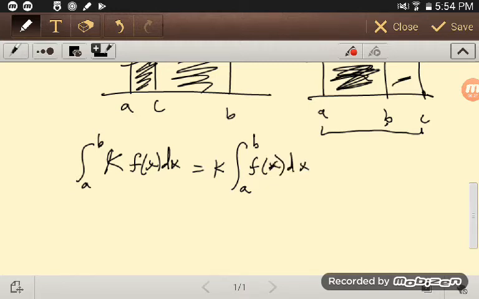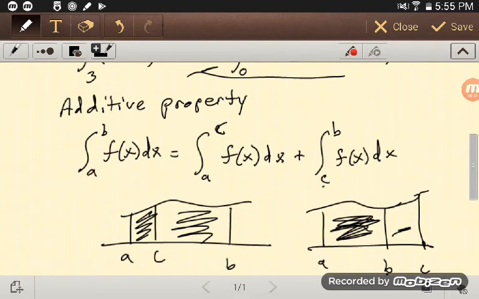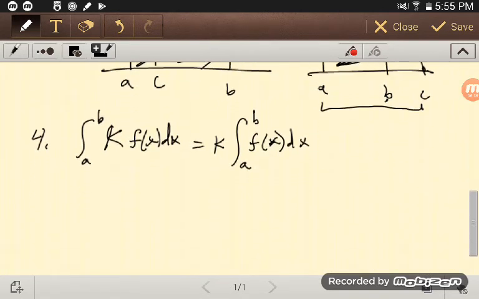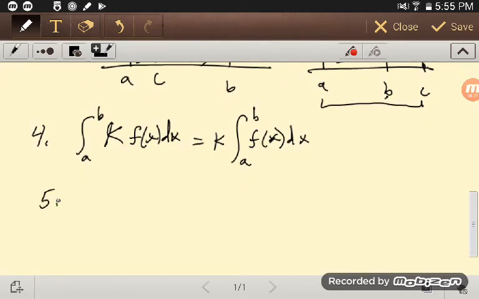Okay, so there's another property. I guess we're up to property number 4. I don't think I put a number on this one. Property number 3. And then finally property 5, another additive property, but this time it's of the stuff that's inside. So the integral of f of x plus or minus g of x dx.